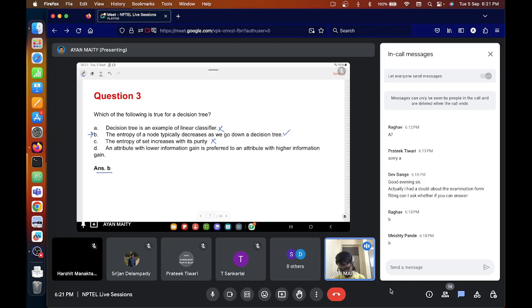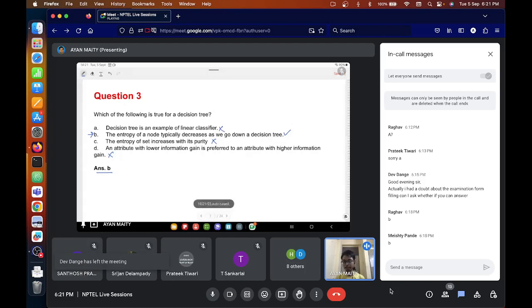And option D, an attribute with lower information gain is preferred to an attribute with higher information gain, is also not right. We prefer the attribute or feature with higher information gain. The attribute with the highest information gain will be chosen for the root of the decision tree. So option B is the only correct answer here.